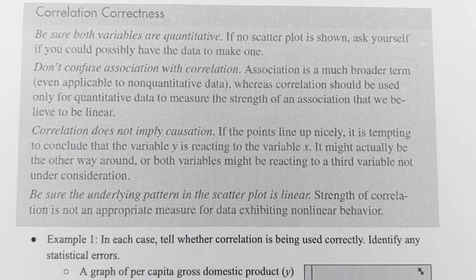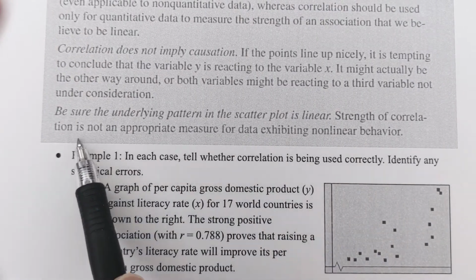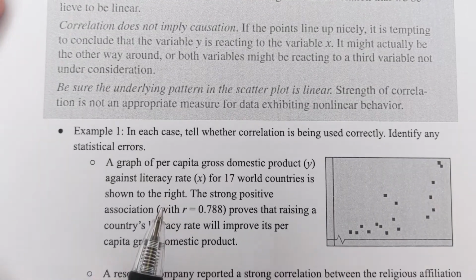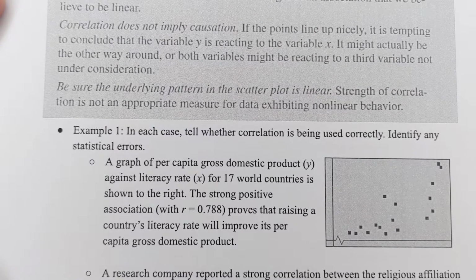So just because it looks like one thing is causing an increase in the other does not necessarily mean it's true. And then be sure the underlying pattern of the scatter plot is linear. Strength of correlation is not an appropriate measure for data exhibiting nonlinear behavior, so if your data is exponential or something like that. Okay, example 1: tell whether each correlation is being used correctly, and identify statistical errors.